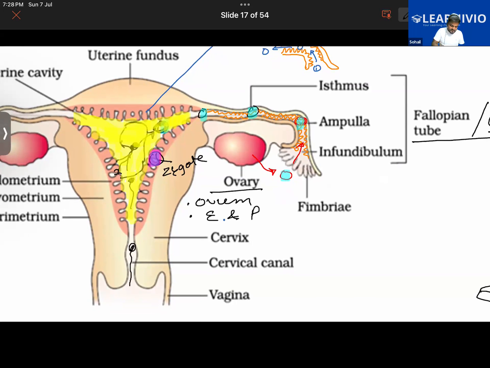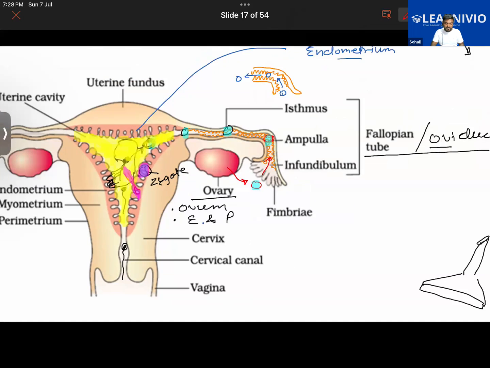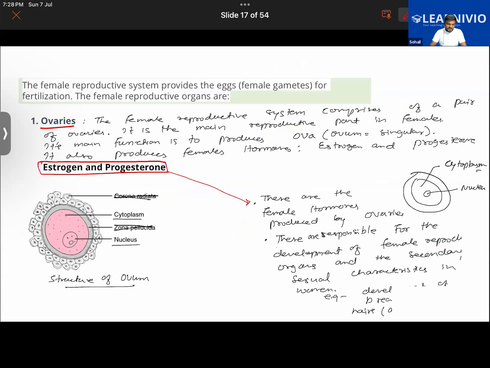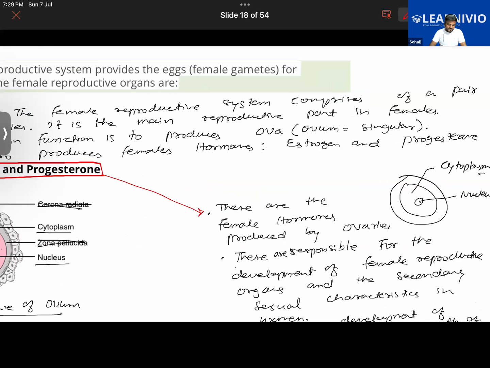Try to understand. I'm just not able to draw the exact diagram, but try to understand. So the umbilical cord would connect with the wall of the uterus. Getting it, guys? The umbilical cord would connect with the wall of the uterus, and it is from this umbilical cord that it will receive all the nourishment from the mother. So that's all about the uterus. Write down its function. Do we have enough time left?